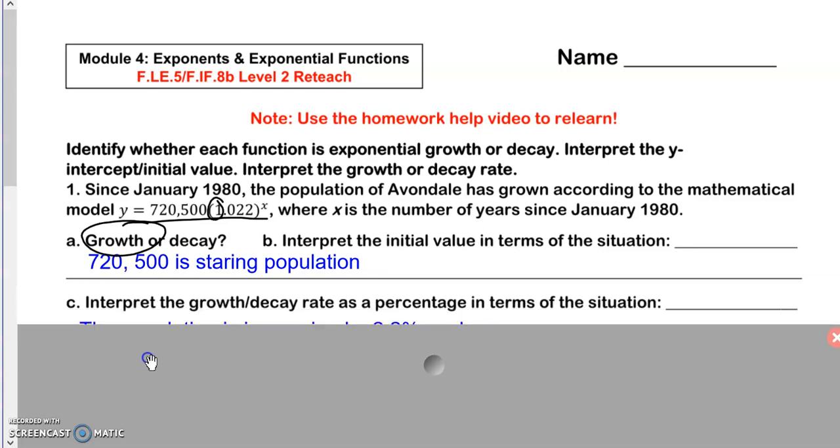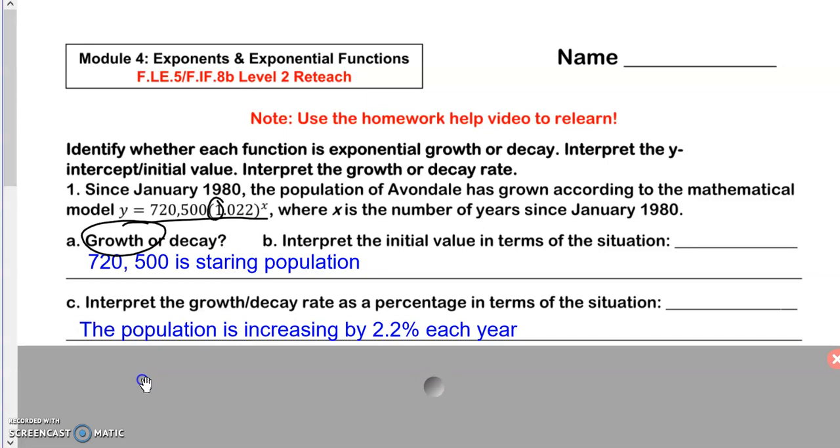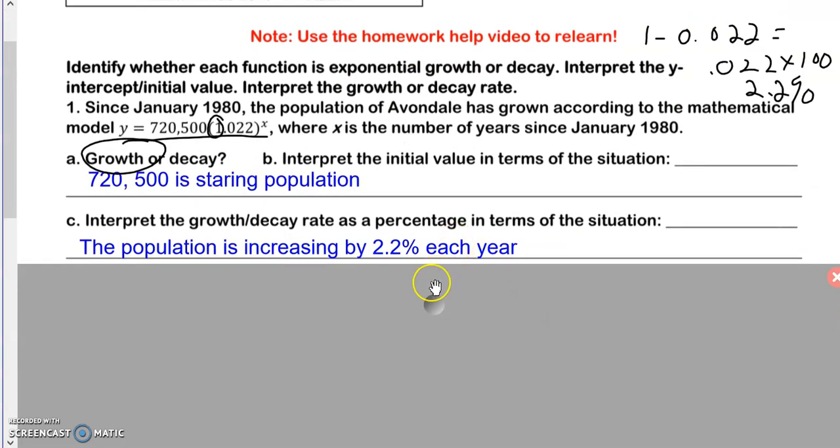Interpret the growth and decay rate and the percentage in terms of the situation. So I need to make this into a percent. So remember, if that's going to be confusing, you need to really go 1 and then you minus 0.22. Let me make that so you can actually read it. And you're going to get 0.22. And then you times that by 100, and you're going to see that it's 2.2%. So that's how I got the 2.2%. And I know that one was a little bit tricky, so that's why I want to do that one.